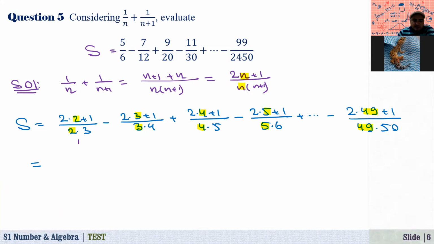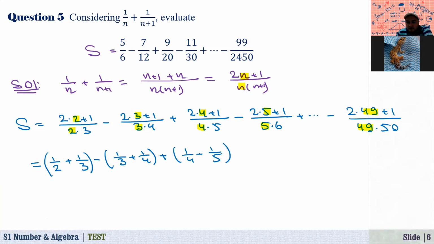So using this, now I can write it as 1 over 2 plus 1 over 3, minus, let me write in parentheses because we have minus here. The second one is 1 over 3 plus 1 over 4. Plus, the next one is 1 over 4 minus 1 over 5. So it is plus, minus, here we have 1 over 5 plus 1 over 6. Dot, dot, and the last one is minus 1 over 49 plus 1 over 50.